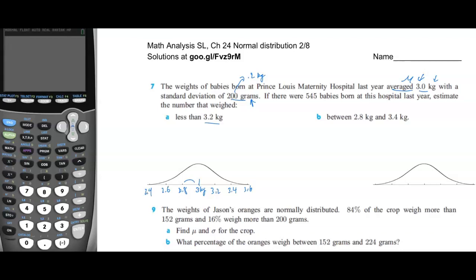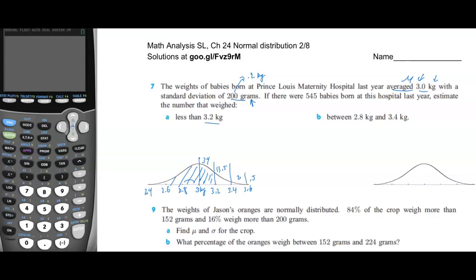If there were 545 babies born at the hospital last year, estimate the number that weighed less than 3.2 kilograms. Oh, what a coincidence. It's right on top of a standard deviation line. So we can do this using the estimate of 68, 95, 99. Remember, with 68, 95, 99, we know that this is 34, this next section is 13.5%, the next section is 2, and the last one is 0.5.